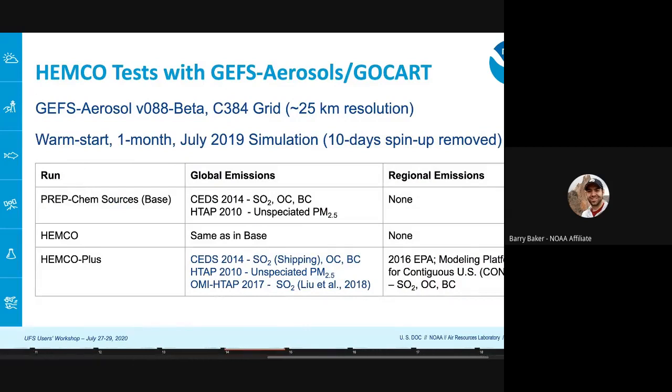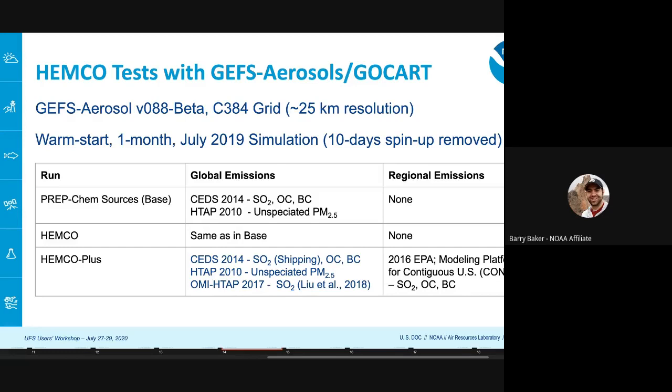So just as an example, we did multiple tests with a few of these data sets. What we're showing is the HEMCO and HEMCO Plus simulation. What we were trying to do was show that we could get the exact same model results with the PrepChem sources versus HEMCO emission models. And they basically are the same. The differences are less than 1%.